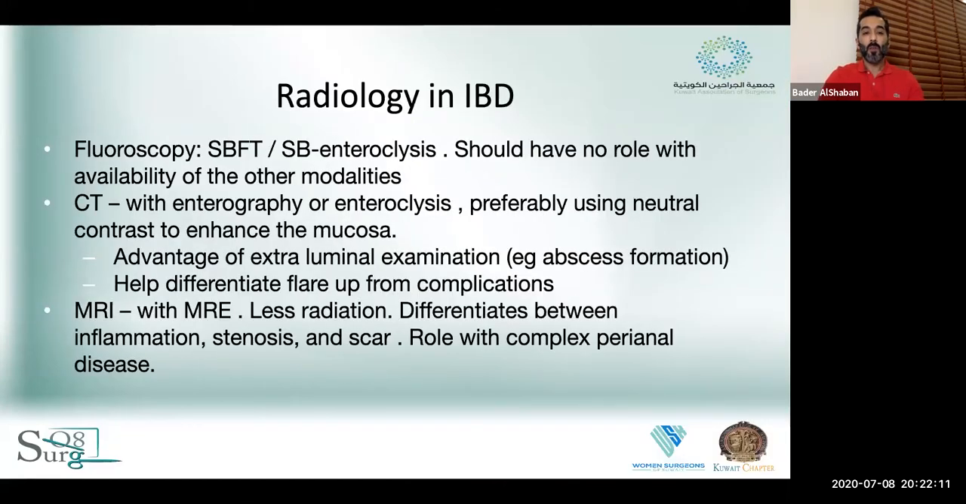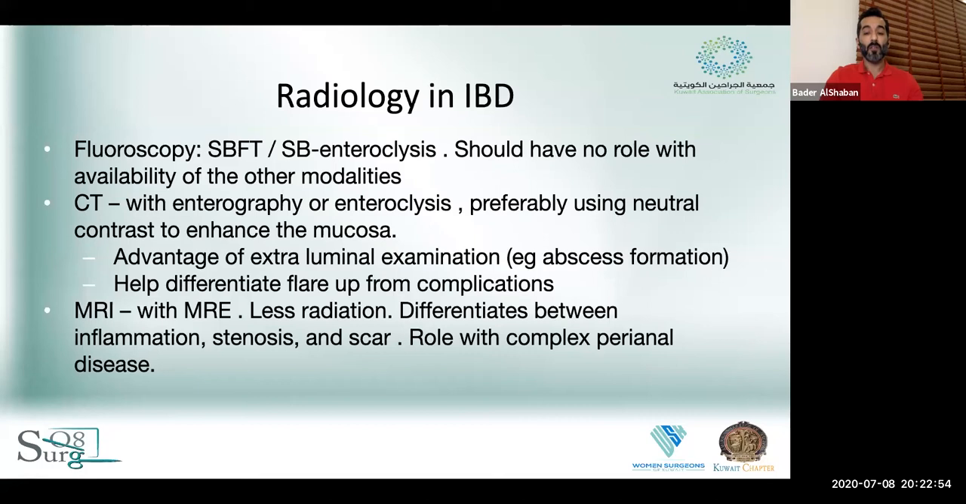Radiologically, I think that a small bowel follow-through or small bowel enteroclysis should not really be used these days, especially in the availability of computed tomography and magnetic resonance imaging. MRI should be the gold standard when the patient is in a non-emergency situation. An MR enterography is an excellent way to evaluate the small bowel. It provides less radiation and it can give you further information than the CT by delineating whether the inflammation is stenotic or inflammatory in nature, or it's just a scar. And this can help guide the treatment and decision-making for surgery.